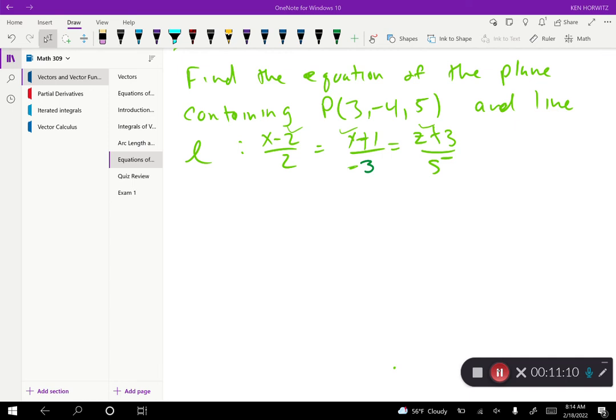So remember, we need two things. The first thing is we need a point in the plane, and that is point 3, negative 4, 5. All right. Now, we need a vector normal to the plane. Do we have a vector normal to the plane? I don't see one. So we need a second point on that line. How are we going to get that is the question.